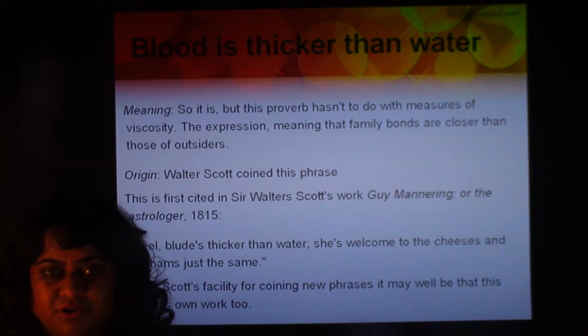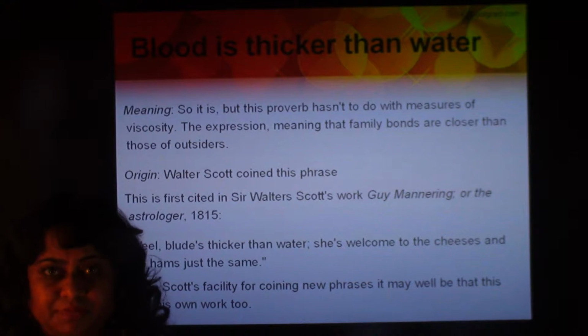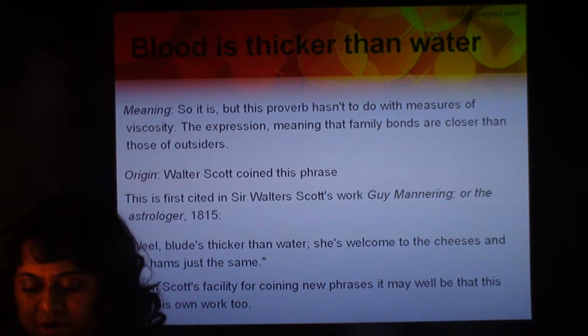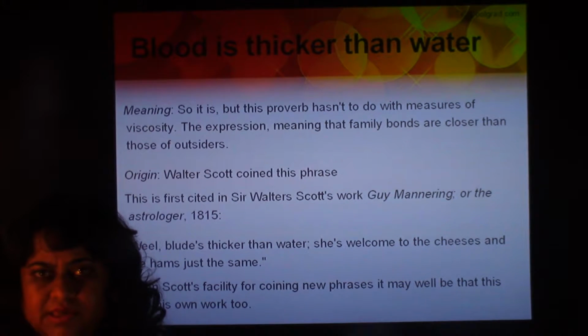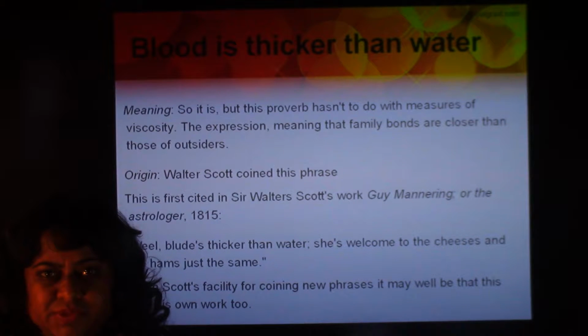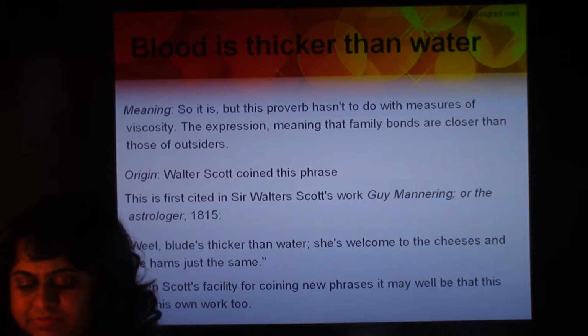Blood is thicker than water. This doesn't refer to the viscosity of blood and water. Well, blood may definitely be thicker than water, but this actually means that family bonds are closer than those of outsiders. So if there's a situation and you notice that a lot of family members have conflicts with each other, but they come together as a family to fight off any outsider, that means the bonds in the family are thicker, closer than those of friends and outsiders.